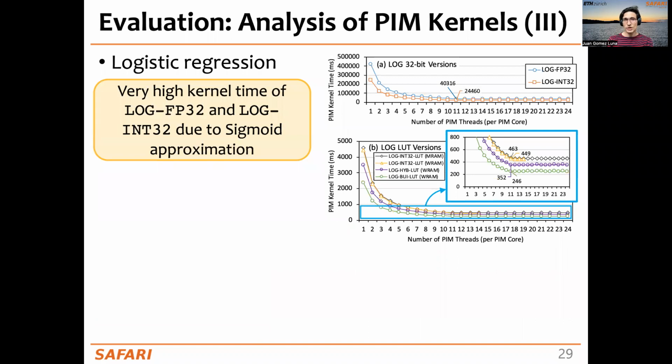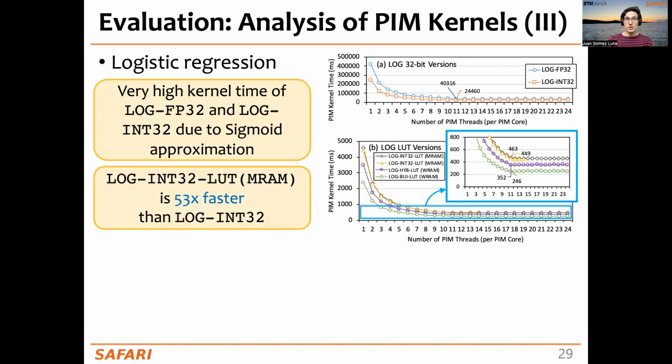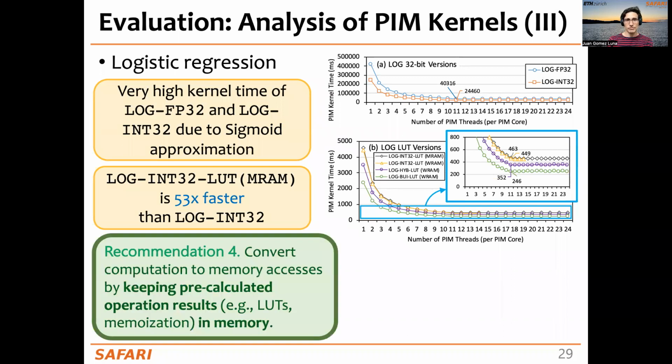Observations for the logistic regression results. First of all, there is a very high kernel time for the 32-bit floating point and 32-bit integer versions because they use Sigmoid approximation with Taylor series. We need multiple iterations of the approximation algorithm in order to achieve a reasonable accuracy. So the version that uses lookup tables is 53 times faster than the versions that use Taylor series.